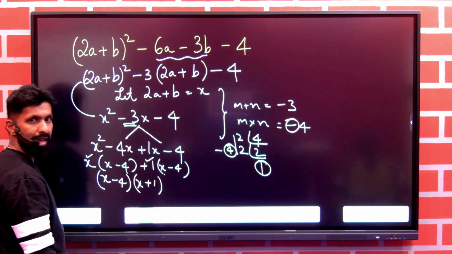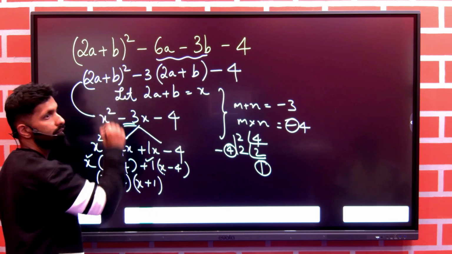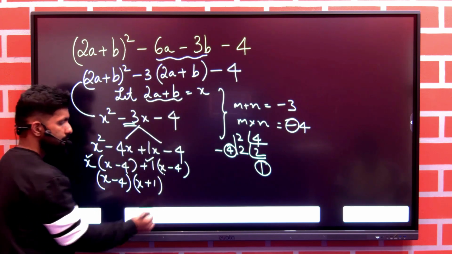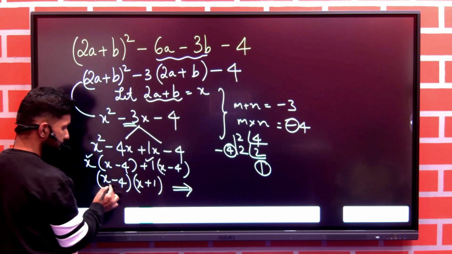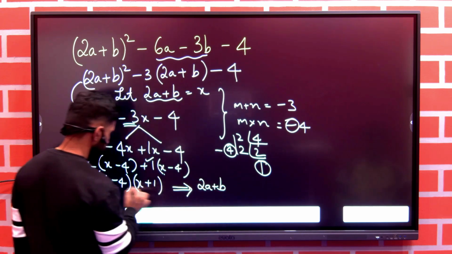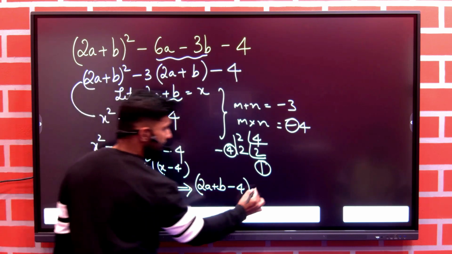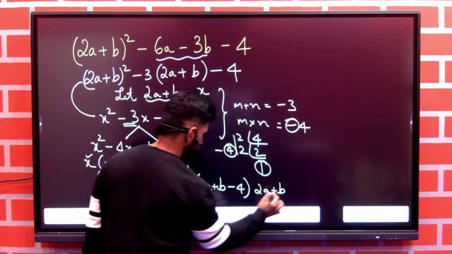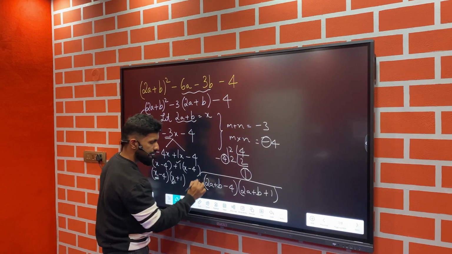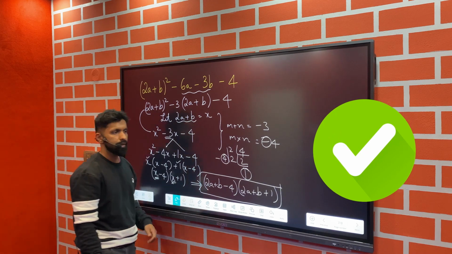So this looks like our answer, but obviously it's not our answer. You know why? Because x was not there in the question. I need to replace x with whatever I have assumed x as. So my final answer is going to be, instead of x, I write 2a plus b minus 4. Same thing here, 2a plus b plus 1. And that is your final answer. One of the very, very important questions.